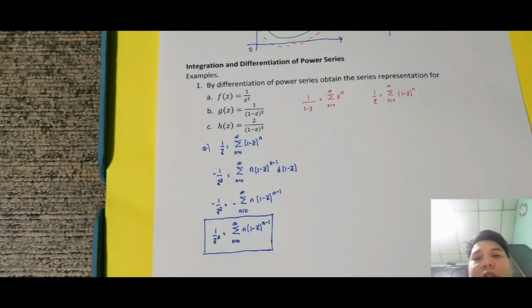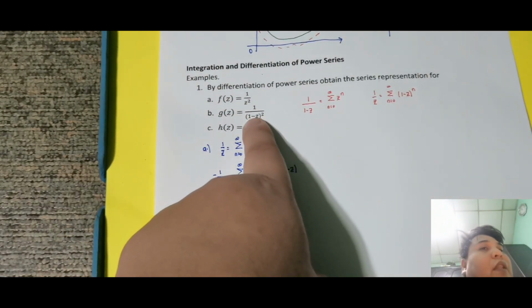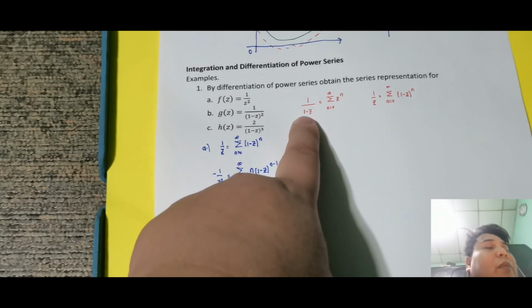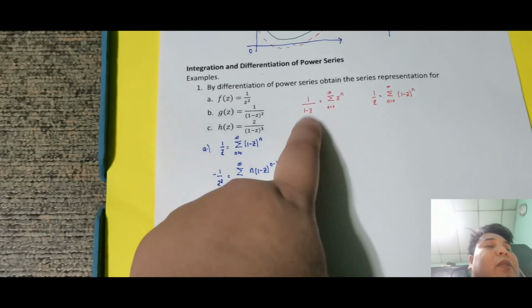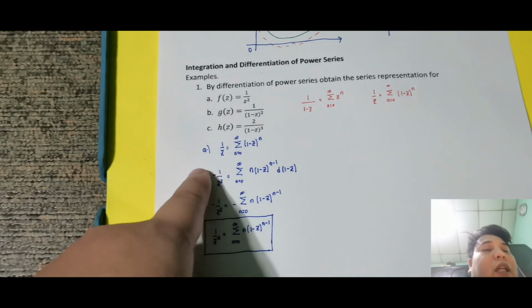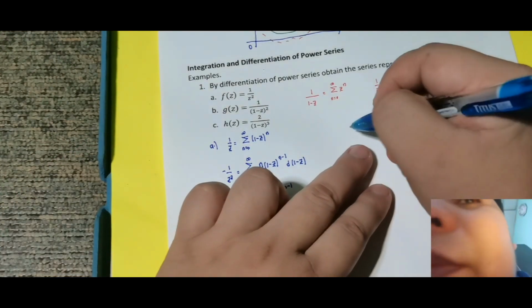Okay, next concern natin is ito. So paano natin makukuha yung derivative ng 1 over 1 minus z? So pag kinuha natin yung derivative nito, ito yung kakalabasan. Ang derivative nito is 1 over 1 minus z raised to 2. So bakit nawala yung negative? Mawawala yung negative kasi derivative ng negative z is negative 1, times negative kasi may negative pa, kaya magiging positive.